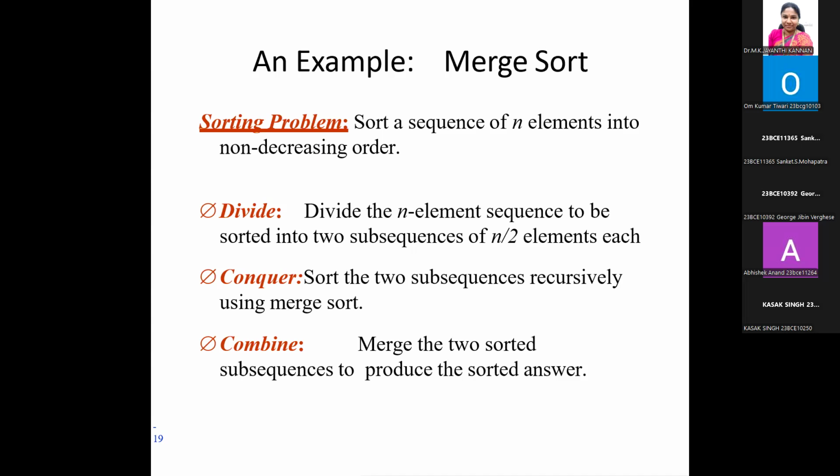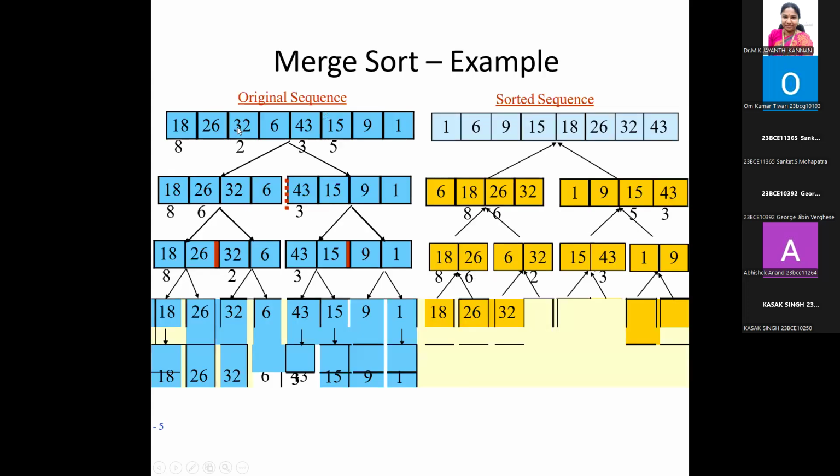Again the n by 2 is made into n by 2 by 2, so n by 4, n by 8. So at the unit level we are solving this problem, and we are combining the things together to get the final original result. So divide, conquer, combine: merge the 2 sorted sequences to produce the sorted answer. These are the 3 steps followed in merge sort also to get the final solution.